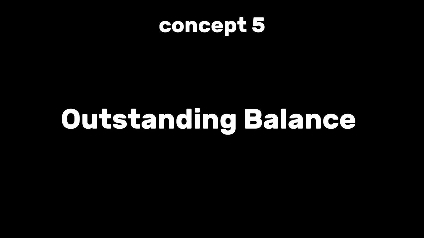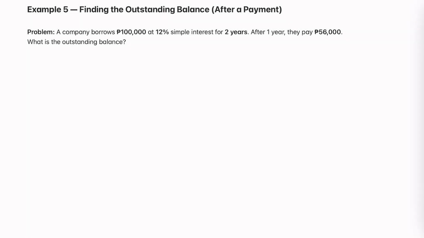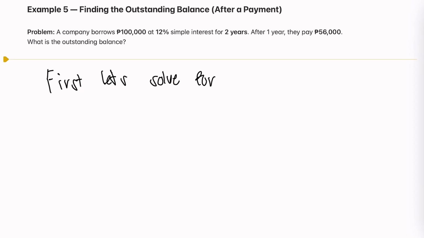Now let's move on to our last concept, which is outstanding balance. How to do this? For example, a company borrows 100,000 at 12% simple interest for 2 years. After 1 year, they pay 56,000. What is the outstanding balance? So, first, let's solve for the interest.